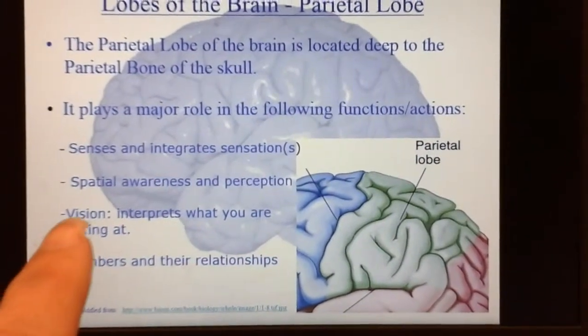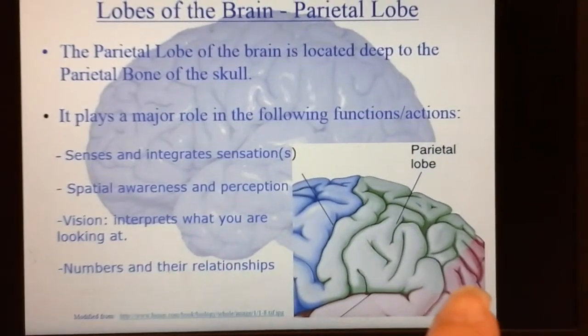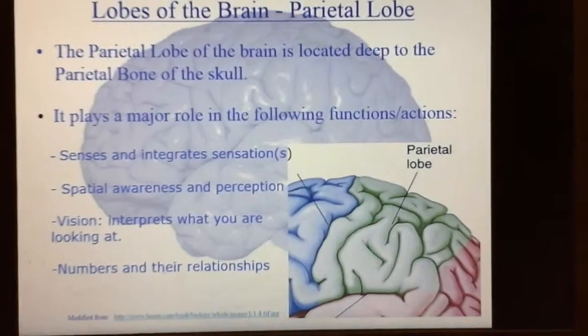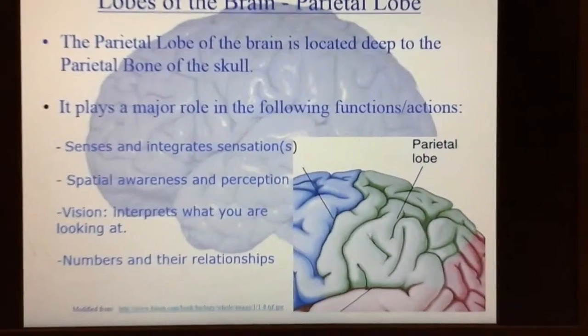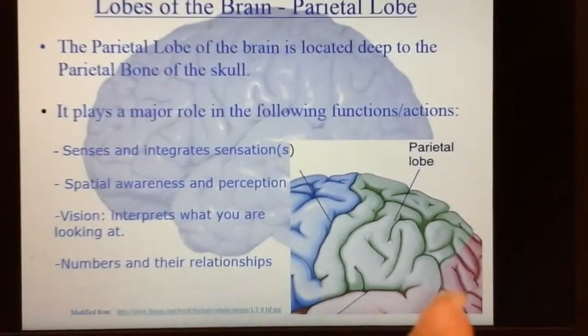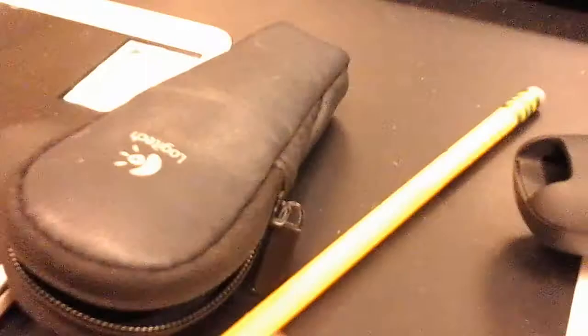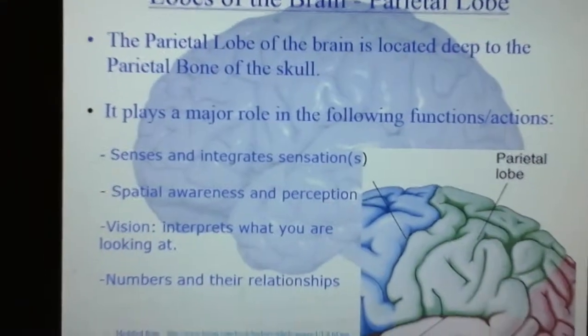Like I said with vision, this is not the part of the brain that lets you see, but this is the part of the brain that interprets what you're looking at. So basically, this is the part of the brain that says, hey, by the way, you're looking at a video. Okay? That's a picture of the brain. These are words. Or you're looking at this and you're like, oh, okay, that's a pencil. So this part of the brain tells you what it is that you're looking at.